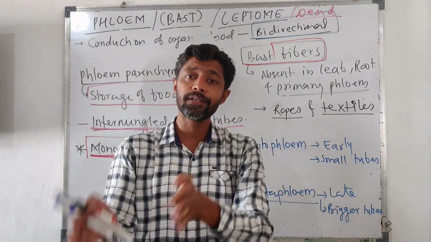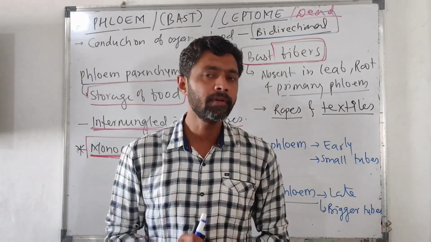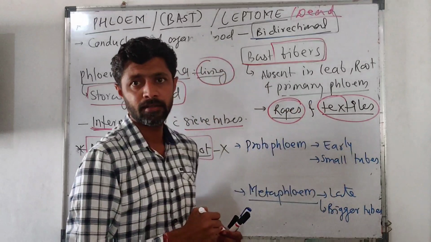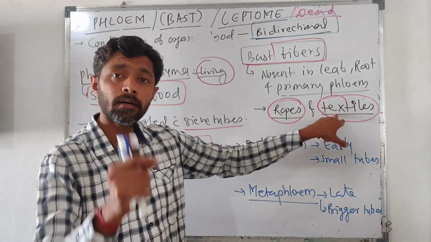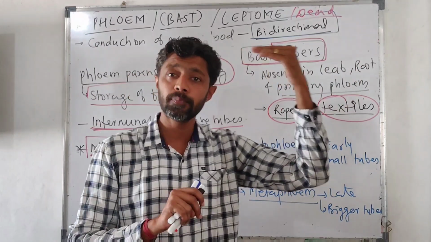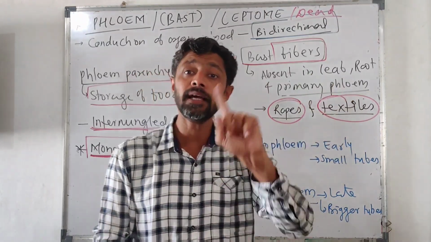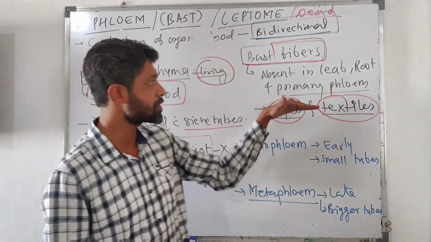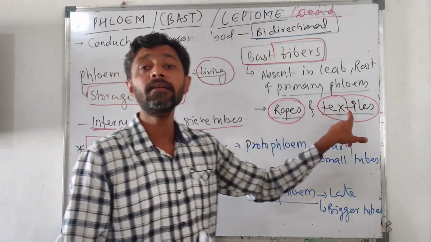These bast fibers which are present in secondary phloem have a commercial importance. They are used for making ropes and textile material. As we consider jute here, that jute is a bast fiber from a secondary phloem. Bast fibers are absent in primary phloem, but present in secondary phloem, and they have a commercial value, used for formation of ropes and textile.